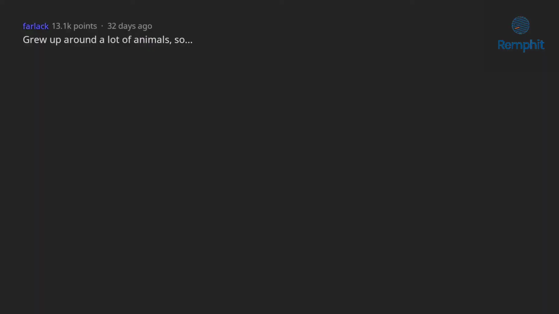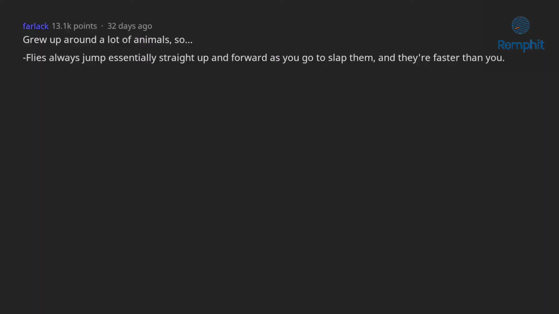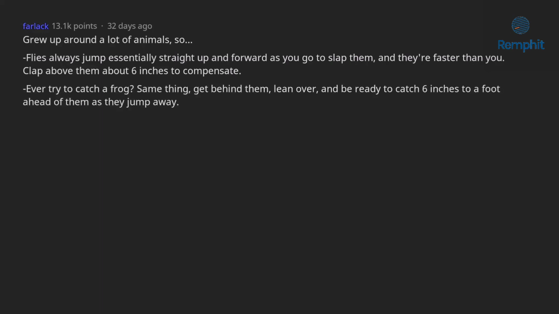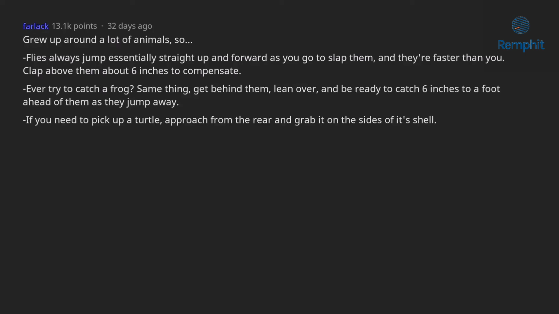Grew up around a lot of animals, so flies always jump essentially straight up and forward as you go to slap them, and they're faster than you. Clap above them about 6 inches to compensate. Ever try to catch a frog? Same thing. Get behind them, lean over, and be ready to catch 6 inches to a foot ahead of them as they jump away. If you need to pick up a turtle, approach from the rear and grab it on the sides of its shell.